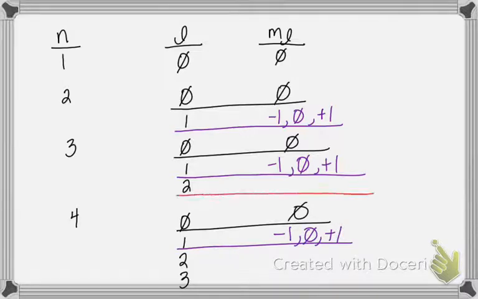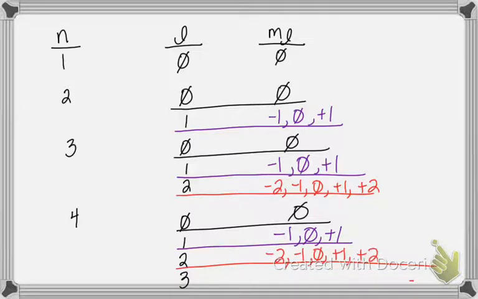Okay, if L is 2, ML can be negative L to positive L, including 0. So what are the possible values of ML? Negative 2, negative 1, 0, plus 1, plus 2. Doesn't matter what order you write them in. Okay, finally, if L is 3, what can ML be? Think about it, write it down, then play the video. And did you get negative 3, negative 2, negative 1, 0, plus 1, plus 2, and plus 3?